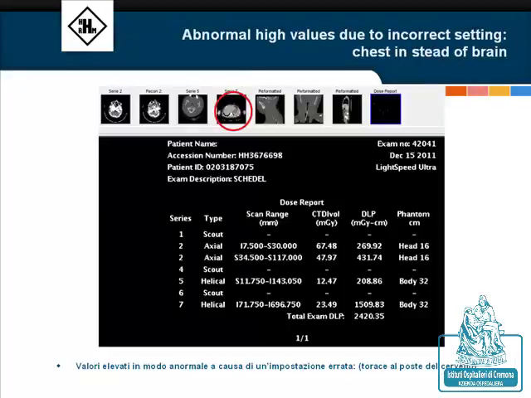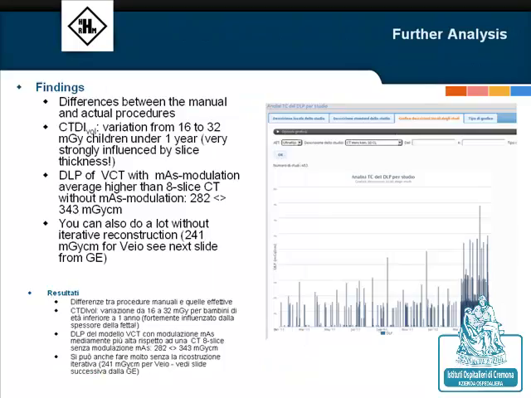What we also found is abnormally high values. And if you go and look there, and this is a CT brain, you see the problem? Yes, of course, it's not the brain here. It's the middle part of the body, so those are false as well. Findings: differences between the manual and actual procedures. You can do a lot, and that will also give a lot.